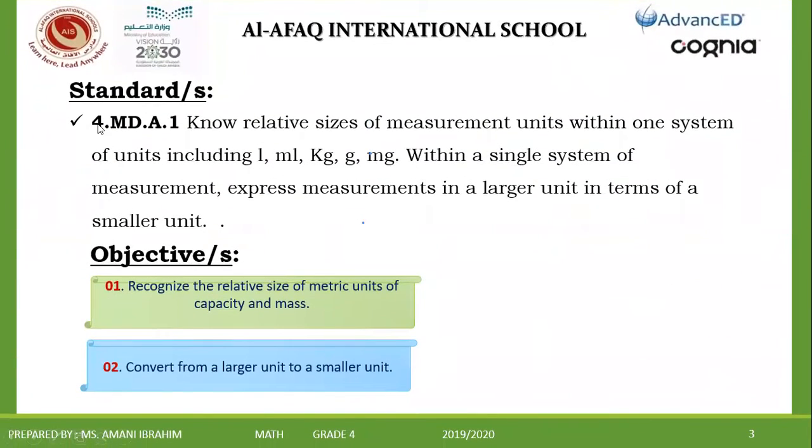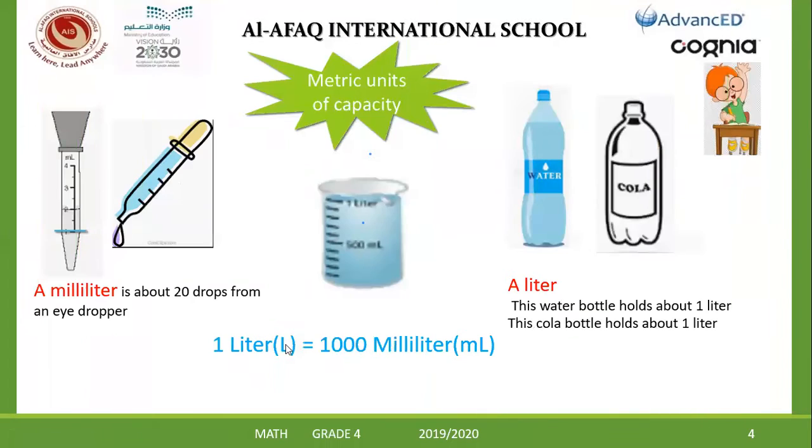Our standard: for measurement and data.a.1, know relative sizes of measurement units within one system of units, including liter, milliliter, kilogram, gram, and milligram. Within a single system of measurement, express measurements in a larger unit in terms of a smaller unit. Our objectives: the first one, recognize the relative size of metric units of capacity and mass. Second, convert from a larger unit to a smaller unit.